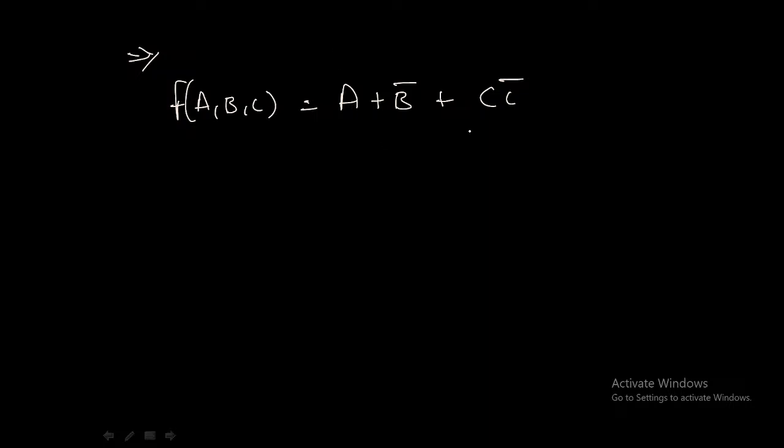Why is it not a standard POS form? If you observe each and every term, in the first term, A is present, but the two literals B and C are absent. In the second term, A and B are absent, and in the third term, A and B are absent. So that's why it is not a standard canonical POS form. So how to convert this into standard canonical POS form? We should identify what all the missing literals are in each term. So the first step is to identify the missing literals in each term.